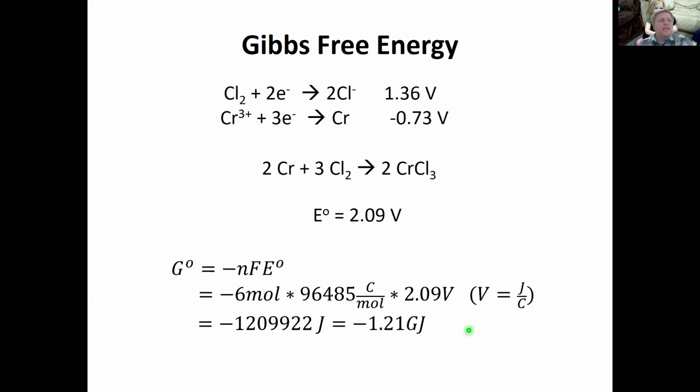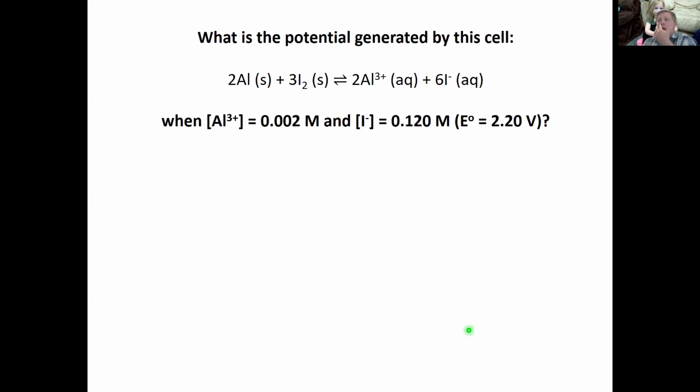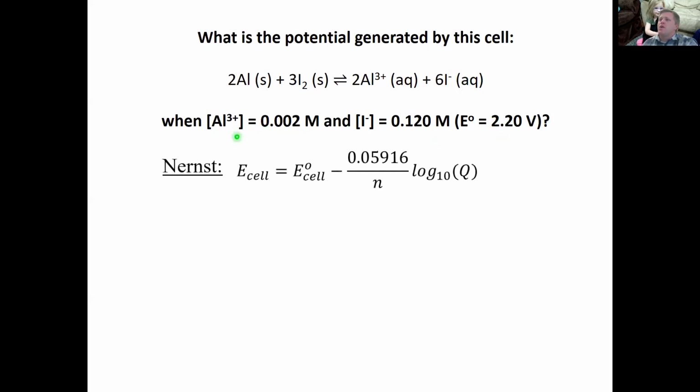All right, the last thing that we need to talk about today is figuring out the potential generated by a cell when it's at some point in a reaction. So let's say we have this reaction here where aluminum and iodine are reacting. So aluminum is getting oxidized, it's giving up electrons, and this I2 here is getting reduced to I minus. Well, to solve this kind of problem, we're going to have to turn to the Nernst equation.